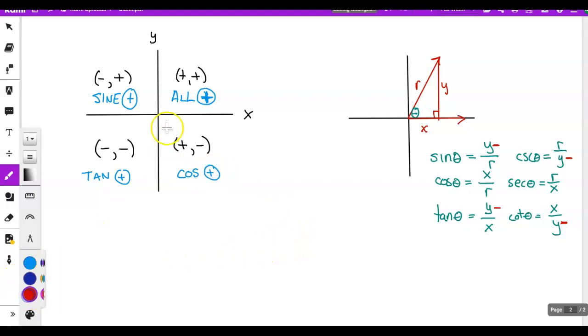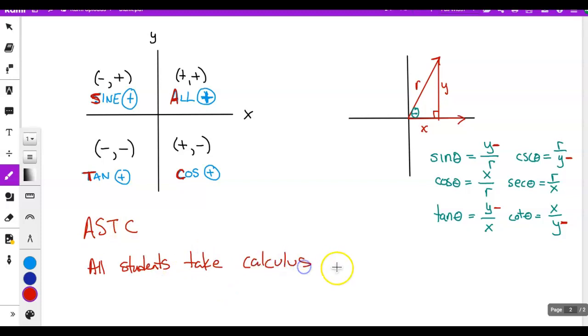So if you look at the first letters of all of these, you get A, S, T, C. And we made up a sentence. This sentence was the same sentence when I was in high school. You go A, S, T, C, and we say all students take calculus, just a little sentence to remember the letters. What that does is it tells you which trig function is positive in which quadrant. So that's just another way of doing it, and that's a good thing to know.